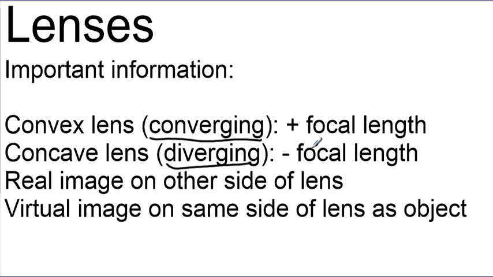A big difference here that I want to emphasize is where the real image is formed. For lenses, the real image is formed on the other side of the lens. For mirrors, the real image was formed on the same side of the mirror as the object. Now, for lenses, the real image is formed on the opposite side of the lens as the object. The virtual image is on the same side of the lens as the object, and remember, this was opposite for what we had with mirrors.